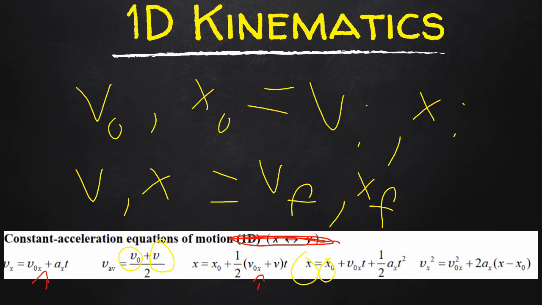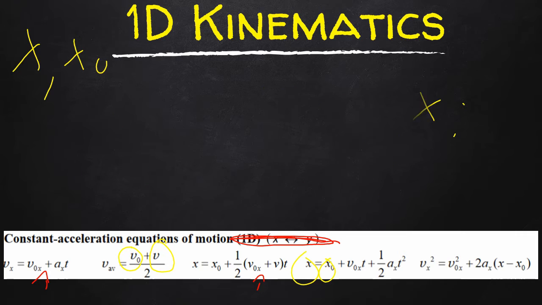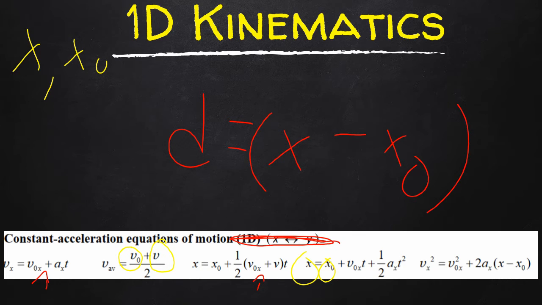One last thing I want to point out, the x is not distance, x is position. So we have an x and an x naught. That means the final value of x and the initial value of x. If you want to find the distance traveled, what you have to do is take their difference. So the total distance traveled is your final value of x minus your initial value of x. That right there is d. And that's really important. Don't confuse d, distance traveled, with x, which is position.